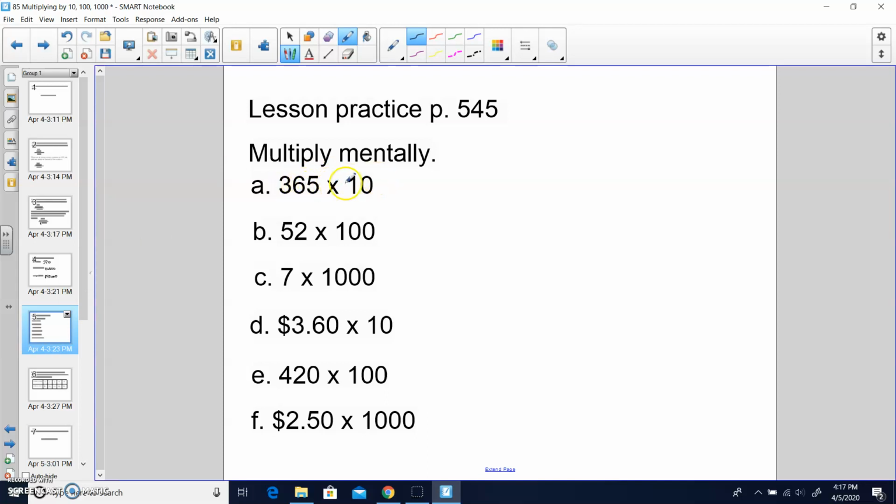All right, 365 times 10, so I start by writing my number, 365. I'm multiplying by 10, which has 1 0, so I'm just adding 1 0 to the end. So 365 times 10 is 3,650. B, 52 times 100, go ahead and try it. Okay, go ahead and write 52, and then I'm multiplying times 100, which has 2 zeros, so I'm adding 2 zeros to the end. So 52 times 100 is 5,200.